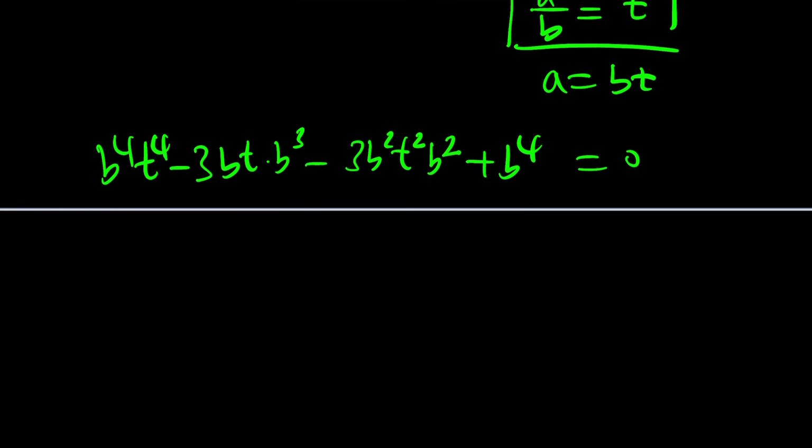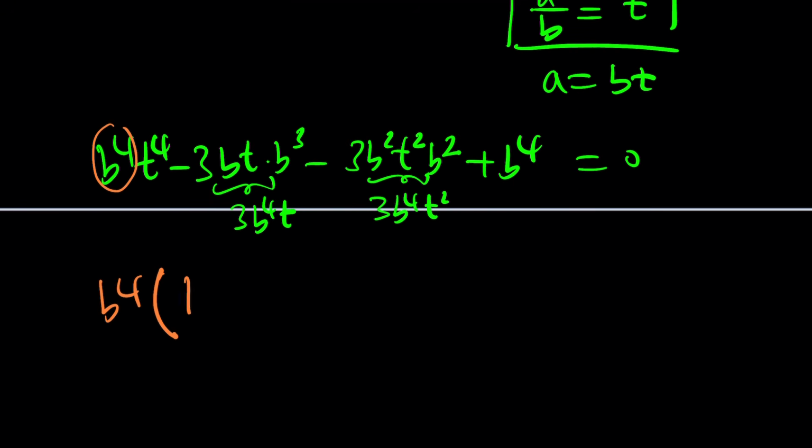And notice that here we get 3b to the fourth t, and here we get 3b to the fourth t squared. So we can basically factor out b to the fourth. Let's do that. And when we do, we get t to the fourth minus 3t, and then minus 3t squared. I should probably switch them around, plus 1 equals 0.